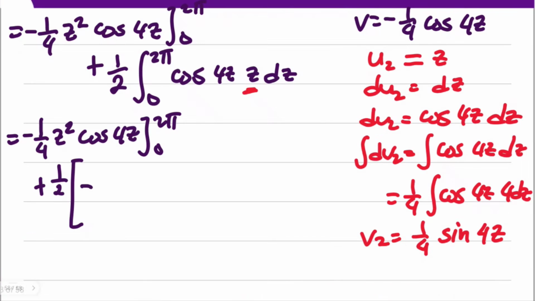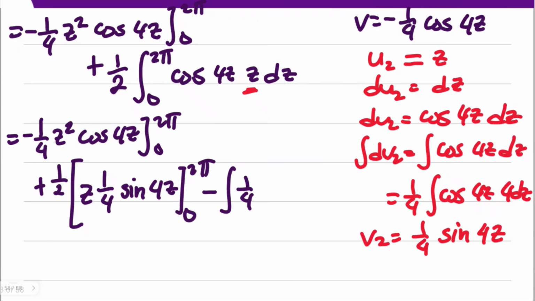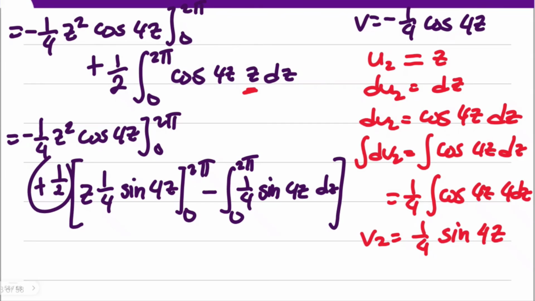Your u is z, okay? Z times your v sub 2, which is 1/4 sine 4z. This would be evaluated from 0 to 2 pi, minus the integral of v, 1/4 sine of 4z, and then du dz from 0 to 2 pi.